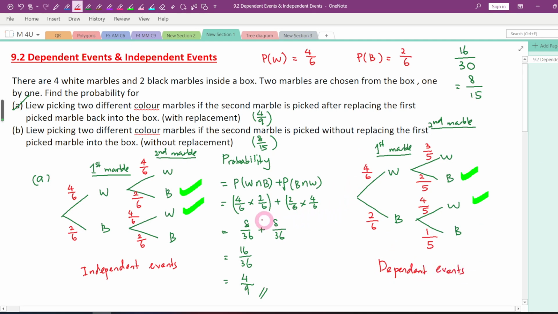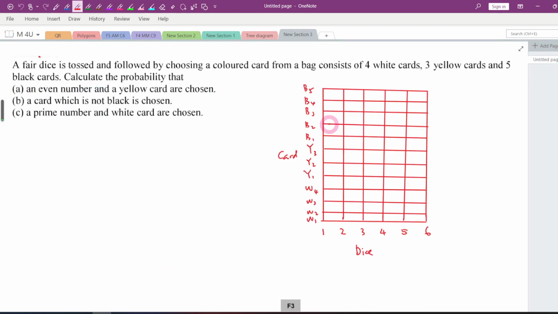But when we want to find the probability, we still can use this multiplication rule, but you need to be more careful. Without replacement, when you want to fill in the probability for the second part here, you need to be more careful. Okay, let's look at one more example. A fair dice is tossed and followed by choosing a color card from the bag consists of 4 white, 3 yellow, and 5 black cards. So total we have 12 cards over here.